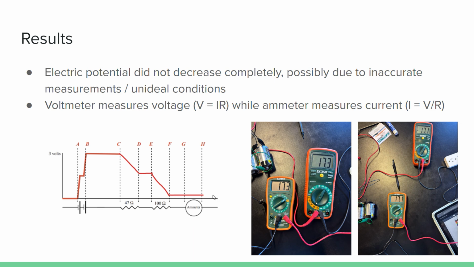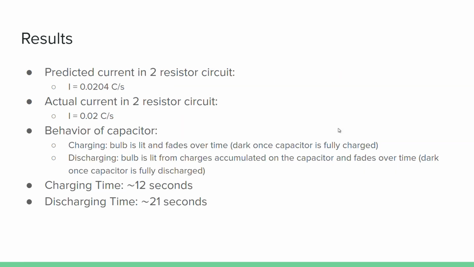This is different from what we predicted because in an ideal system, the loop rule states that the sum of all electric potential differences will be equal to 0. Additionally, we use both voltmeters and ammeters to measure the current and the voltage, and the difference is that the voltmeter measures voltage while the ammeter measures current. And here are the pictures of the experiment below.